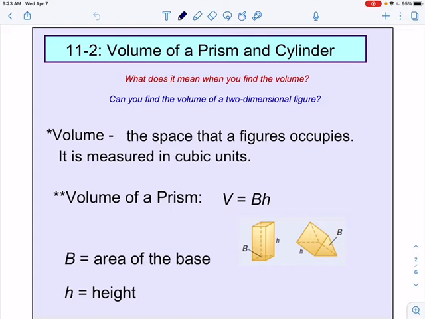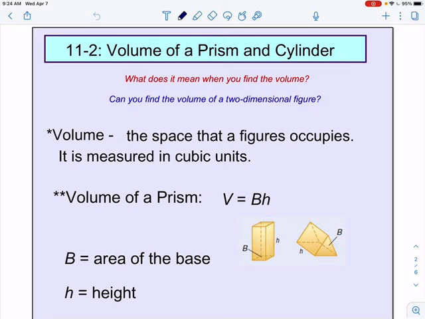So what does it mean when you find the volume? Volume, unlike area, is the amount of space an object takes up. Right underneath that in blue, you can see: can you find the volume of a two-dimensional figure? The answer there is no. Volume is measured in 3 dimensions. We measure 3-dimensional space. It has to be 3-dimensional to find the volume, so if you only have 2 dimensions, you can't find the volume of that figure.